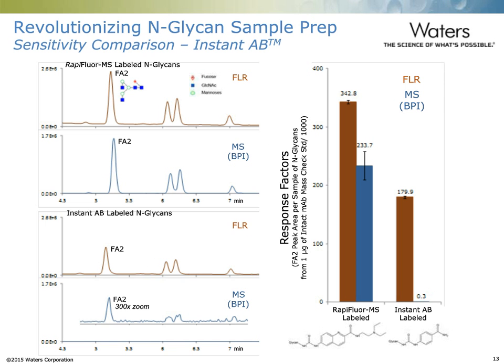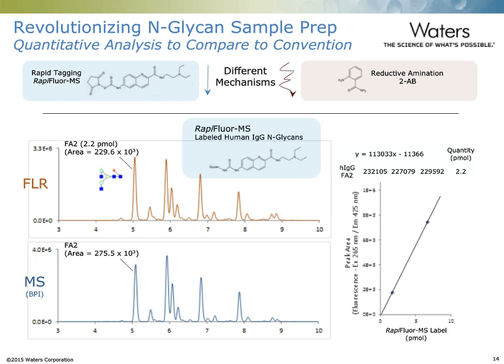These results shown on the right indicate that RapiFluor-MS labeled glycans produce 2 times higher fluorescence signals, but more astoundingly, nearly 800 times greater MS signal than N-glycans labeled with InstantAB. In a similar fashion, RapiFluor-MS labeling has been compared to conventional 2-AB labeling.